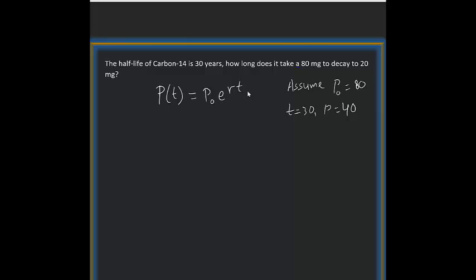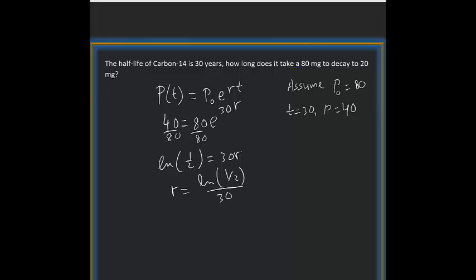So then we can just write 40 equals 80 e to the 30r, because t is 30. So we'll figure out r. Now divide both sides by 80. So then you are getting natural log of 1/2 equals 30r. So then r will be natural log of 1/2 over 30. I don't want to round it, so I'll leave it here. Since it is natural log of 1/2 over 30, the answer automatically will come out as a negative.